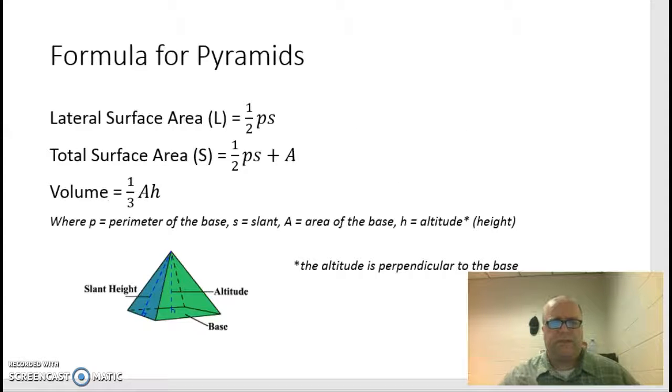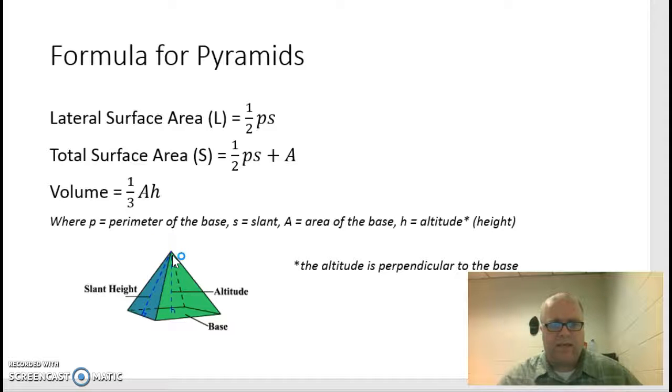Alright, so let's take a look at the first formulas we have. We can figure out the lateral surface area, the total surface area, and the volume of a pyramid. Take a look at this pyramid here. The bottom of the pyramid, the side that's opposite our apex, is going to be considered the base. The distance between the center of the base and the apex is going to be our altitude. And the distance halfway across one of the edges going up to the apex, that will be our slant height.